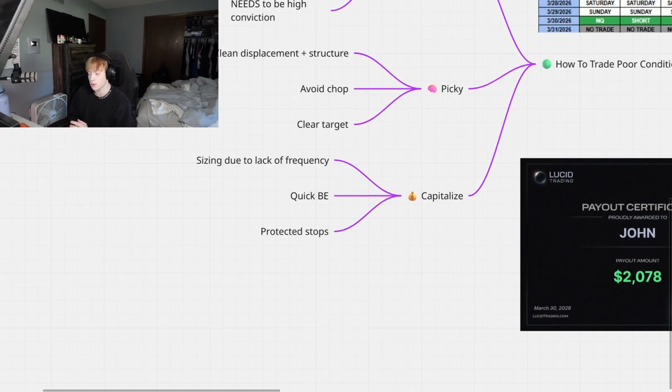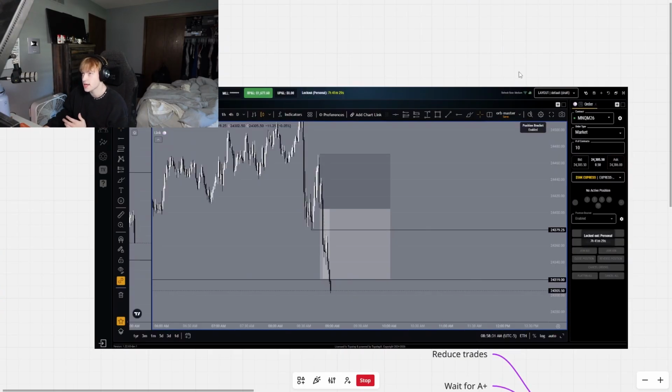On top of that, I was also going break even a lot quicker, and I was having bigger, more protected stop losses. So while yes, I was being a lot more conservative with the actual trades I was taking, I was capitalizing on those A++++ trades, and I absolutely banked because of it. This was one of the trades that I wanted to go over.